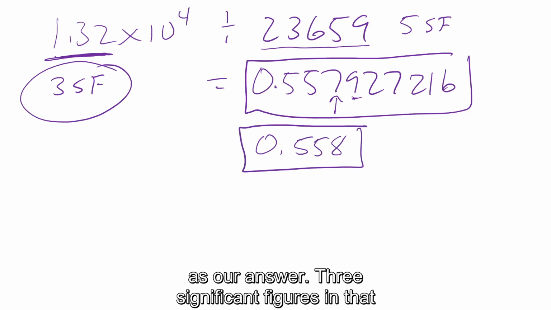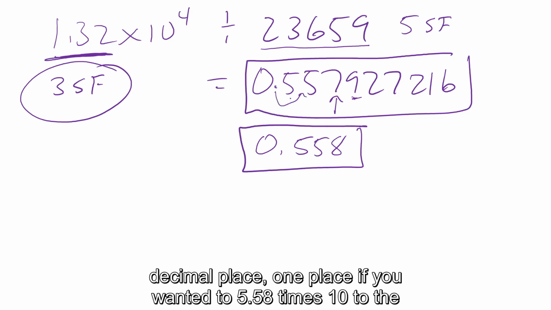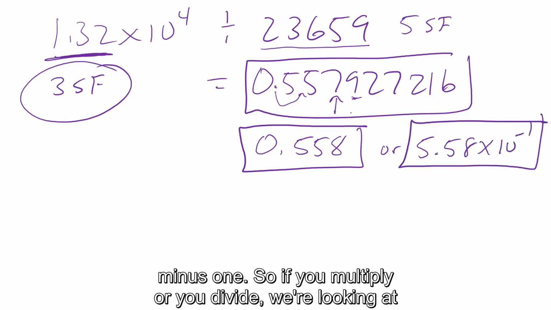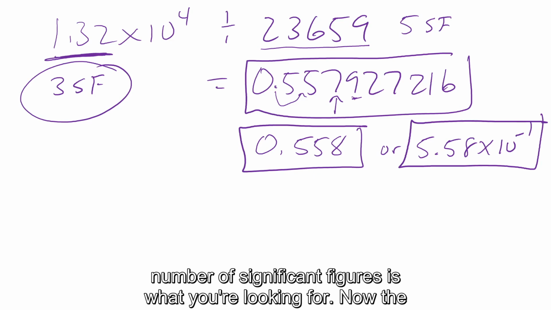8 as our answer. 3 significant figures in that case. Also, we could do scientific notation, move the decimal place 1 place if you wanted to: 5.58 times 10 to the minus 1. So if you multiply or you divide, we're looking at significant figures. It is always the one with the least number of significant figures that you're looking for.